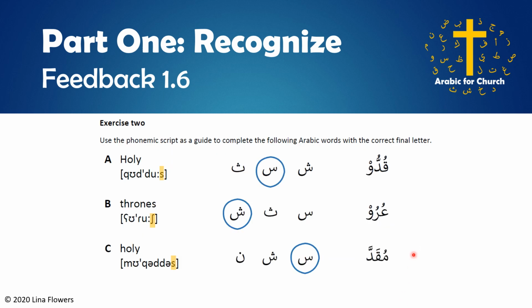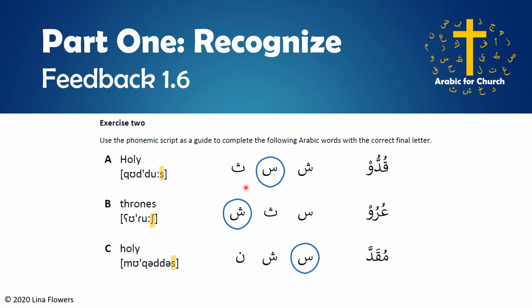So let's look at the phonemic scripts in exercise 2. The first one, holy, is قدوس. And this is a special adjective that we use for the divinity. This is why I put it in a capital H. And قدوس ends with the sound th.